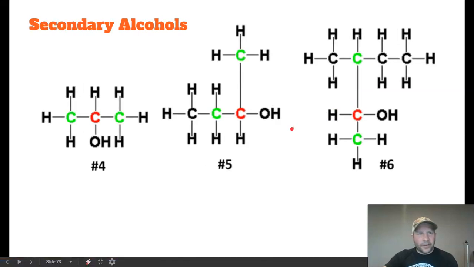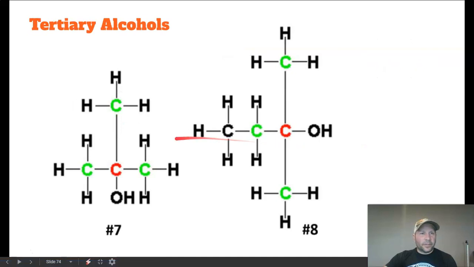Let's go to secondary. Secondary probably has two. Here's the carbon that's connected to the hydroxyl group, and you'll notice there's 1, 2 coming off. Same thing with this one, 1, 2 coming off. And here it is connected to that hydroxyl group, 1, 2 coming off. So those are called secondary alcohols. You'll have to know these when we get into the chemical reactions. Tertiary should be three carbons coming off. Here's the carbon that's connected to the hydroxyl group: 1, 2, 3. Here's the carbon: 1, 2, 3. So if there are three carbons coming off of the carbon that's associated with the hydroxyl group, it's a tertiary alcohol.